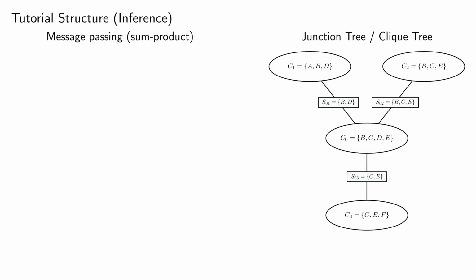A valid junction tree satisfies the running intersection property. If a variable appears in two clusters, it must also appear in every cluster along the unique path between them. This ensures that information about the variable remains consistent as messages travel through the tree.